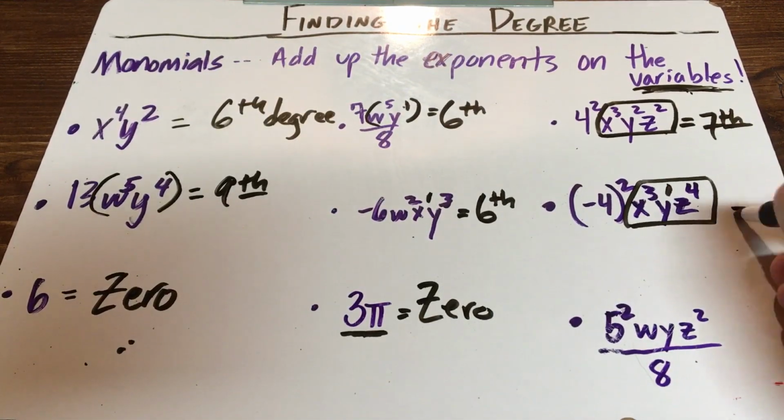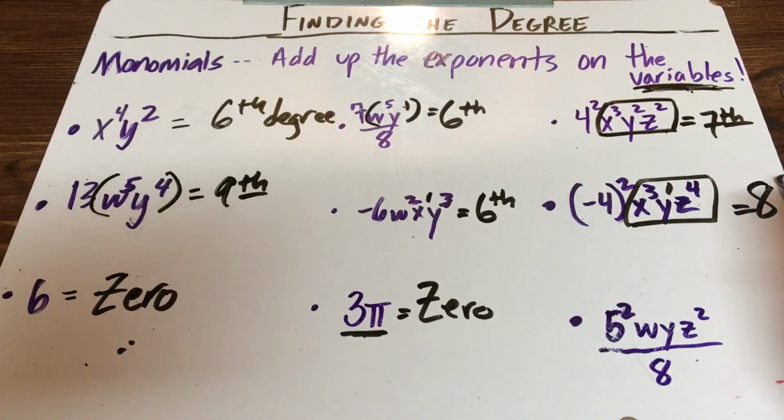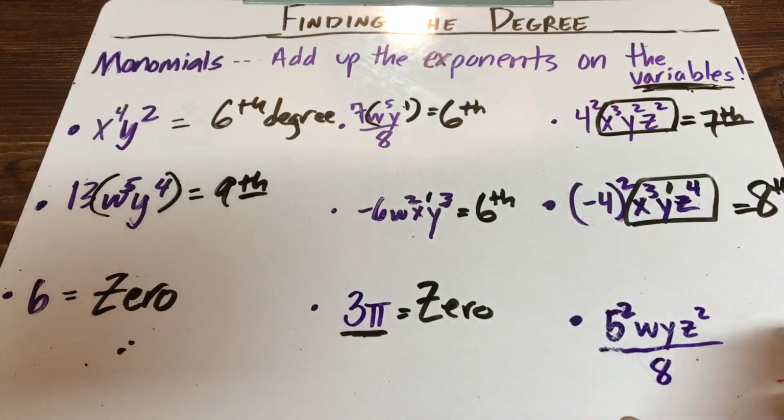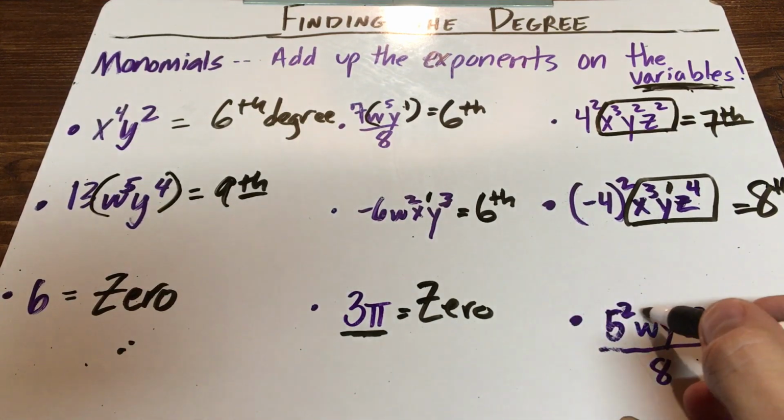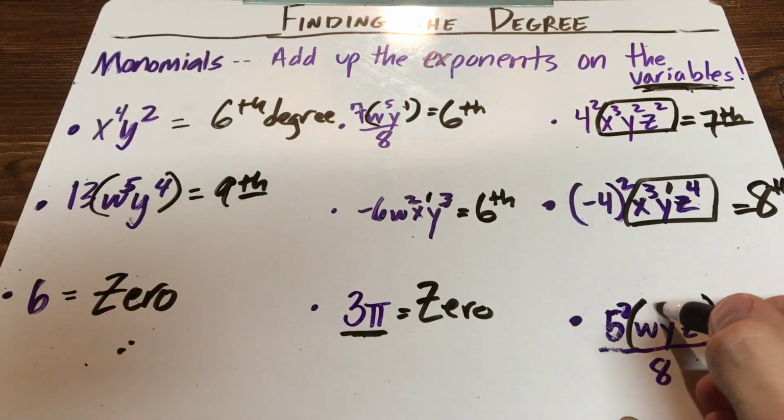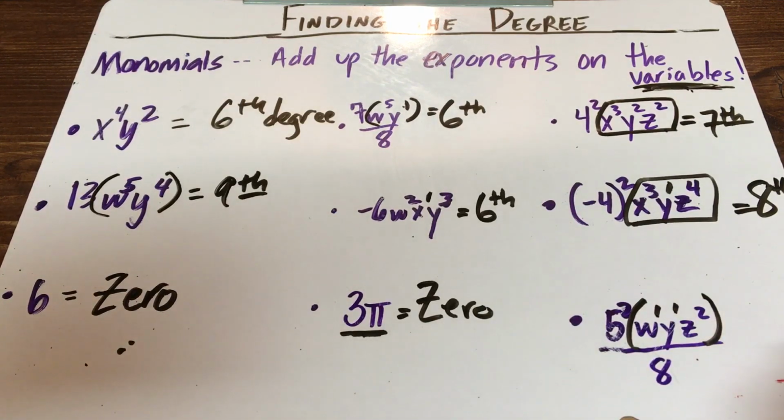3 plus 1 plus 4, right? 8th degree. And then my last one, I tried to make it even trickier with a fraction. I've got an exponent up here on the 5. Don't let that bother you, right? You have the w, you have the y, you have the z. That's all you're adding, and you get 4th degree.